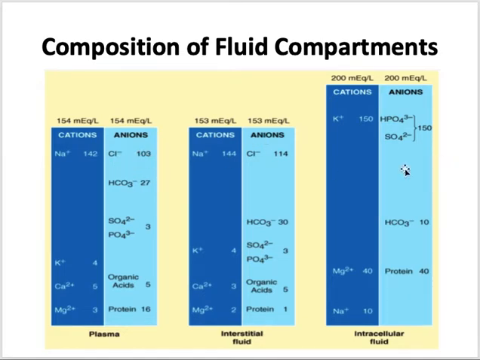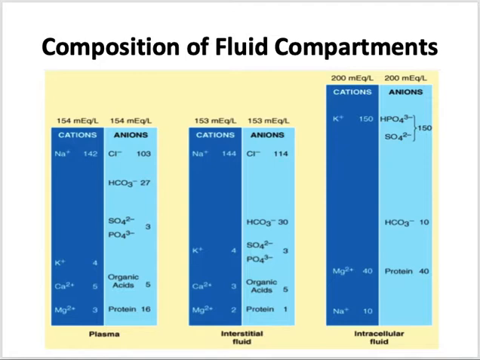same. Whereas when you look in the ICF, the main cation is potassium, and the main anions are these, right? Now, these are basically the important ones to remember. Of course they have sodium and they have potassium, but I'm talking about the largest part: what is it made up of?